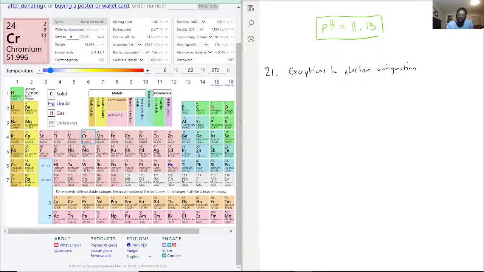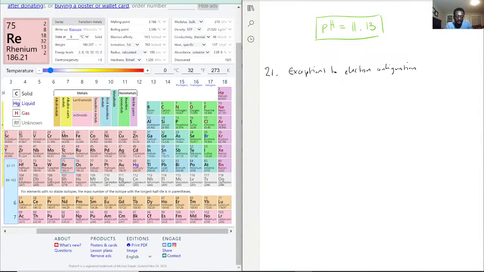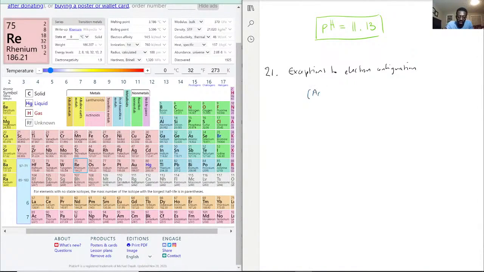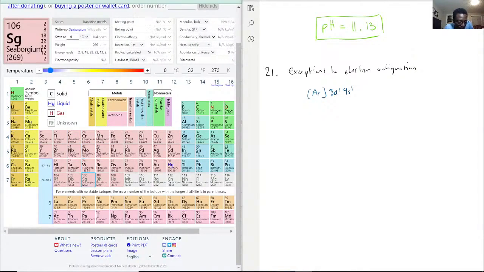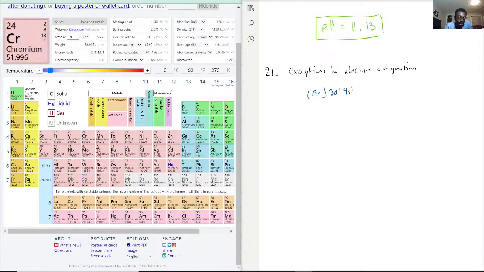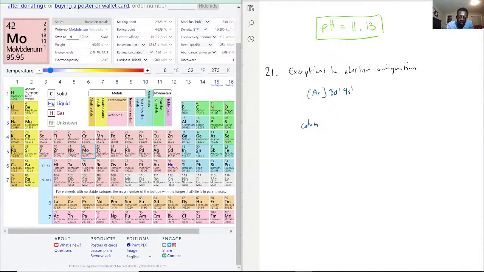For this one, I'm going to be honest, I'm only familiar with the ones in the D shell. I'm not really sure how the F shell works. We don't really seem to touch that from what I remember being taught. With the exceptions, chromium, right? Remember when we started from the argon? It was 3D5 4S1, because it was one away. It used to be 3D4. So you can tell anything in the 6th column, that includes molybdenum, tungsten, and seaborgium, most likely, would be your first exceptions.